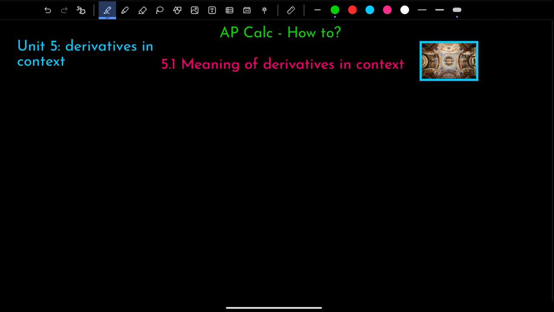Let's go. So what is a derivative, really? Mathematically, it's the rate of change of a function, the slope of a tangent line at a single point. On the AP exam, you'll often be asked to explain what the derivative means in context.